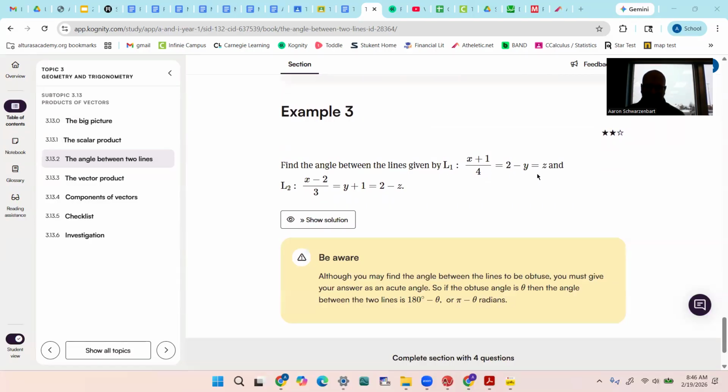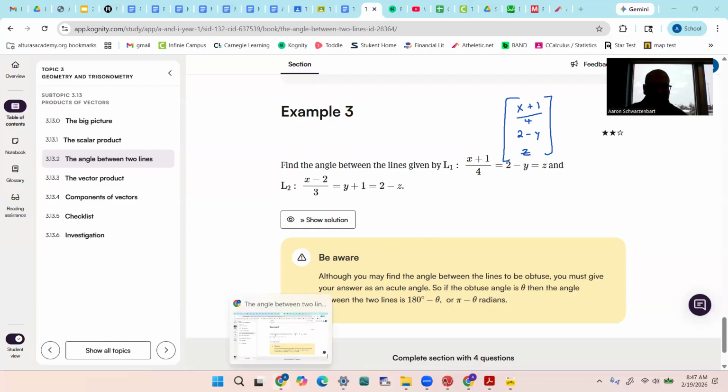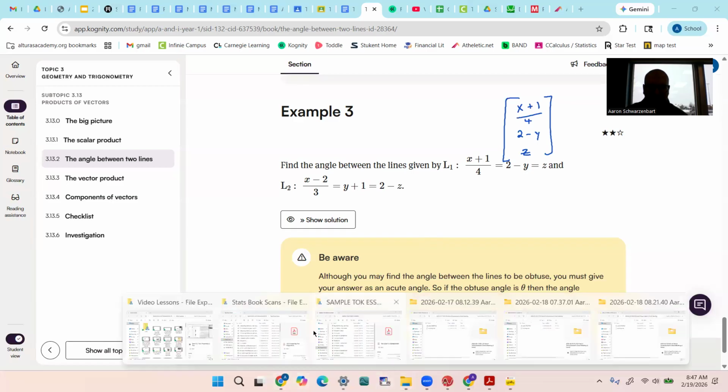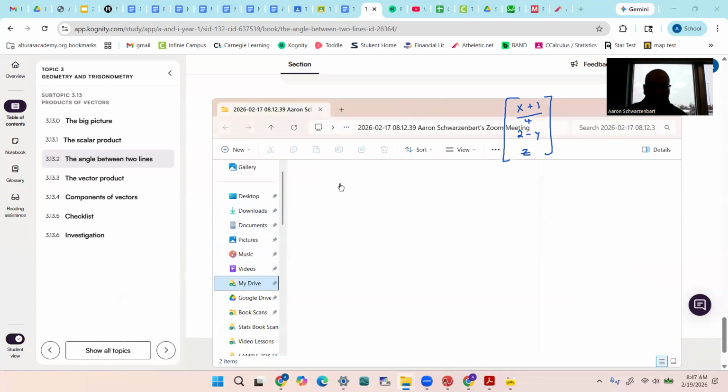Okay, find the angle between these lines. It's giving us one in the other form. How lovely. So all we need to do is convert. Let's grab our IB formula packet because it's there. And this isn't as hard as it looks. It looks way worse than it is.